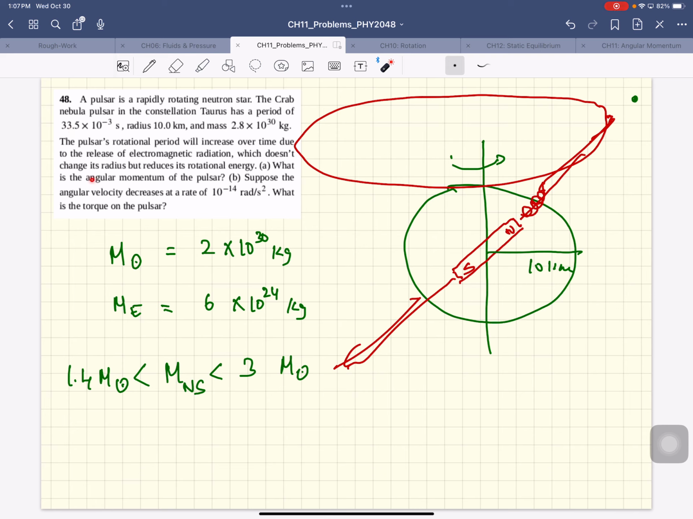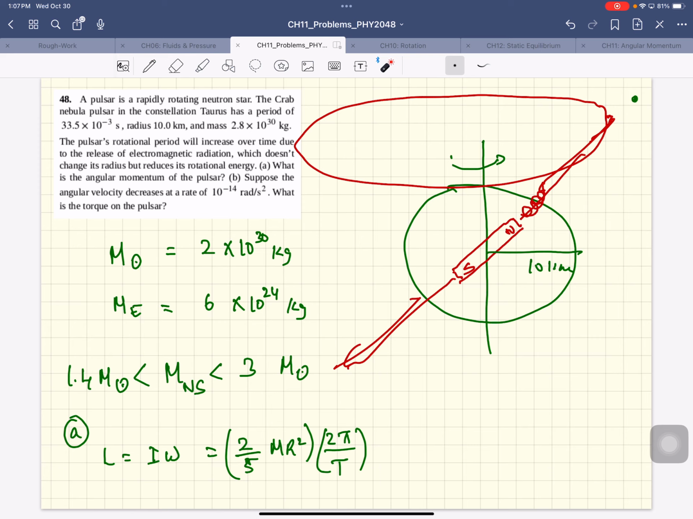What is the angular momentum of the pulsar? We'll calculate the angular momentum. You already know how to calculate the angular momentum. You're experts at it. I omega. What is I? This is 2/5 mr square. And omega is, what is omega? It's rotating 2 pi radians every period. So that's how you calculate angular momentum. So that'll be A.